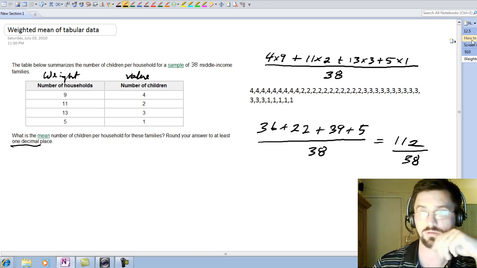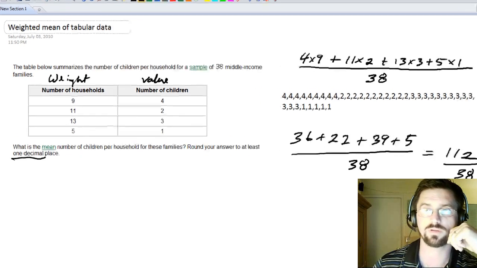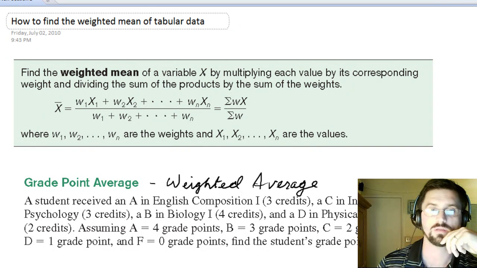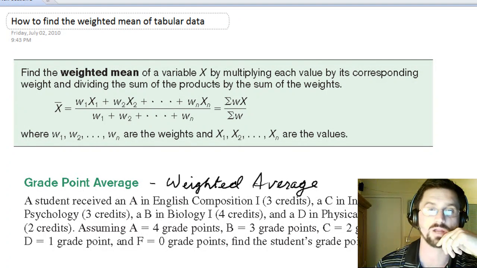The formula is found on page 123 in your book, and here it is. Find the weighted mean of a variable x by multiplying each value by its corresponding weight and dividing the sum of the products by the sum of the weights. Here's the product, weight times value, divided by the sum of the weights. And that's pretty much it.